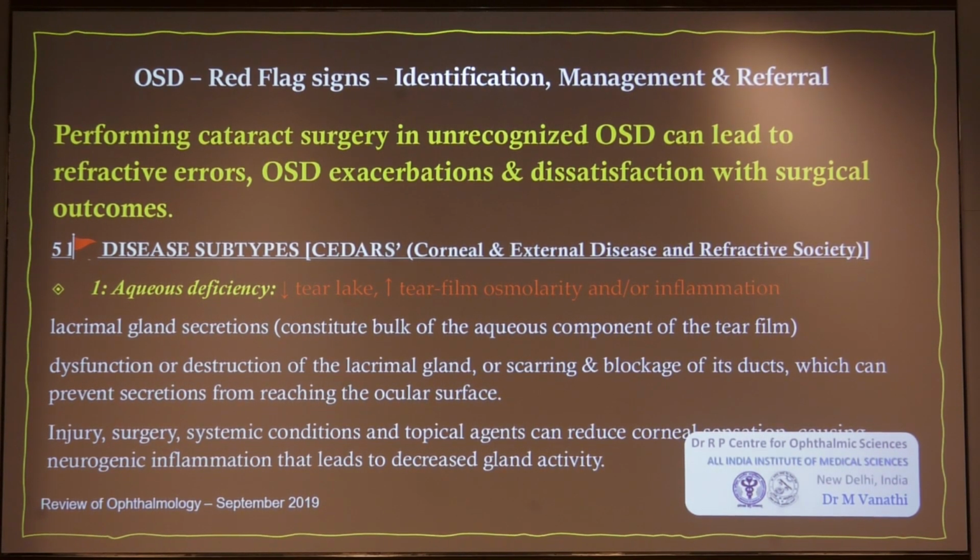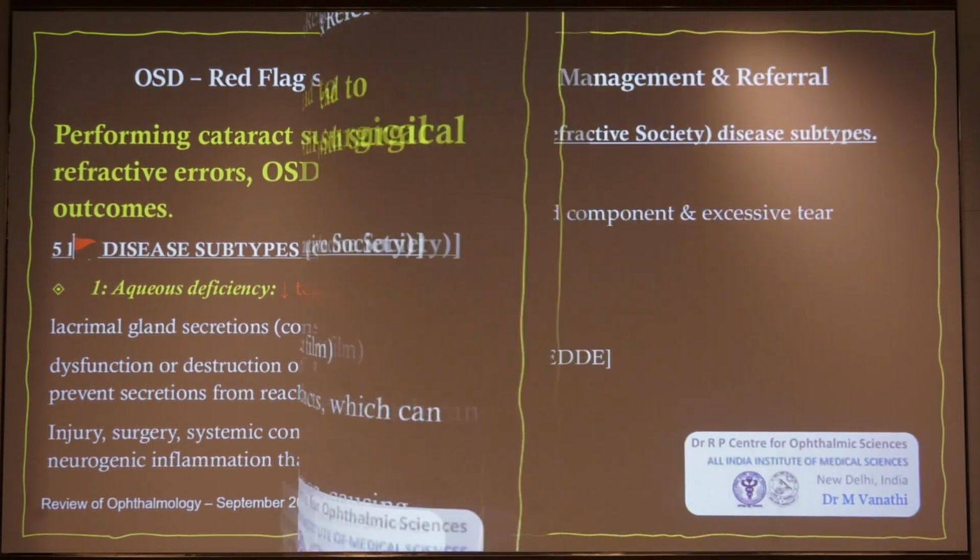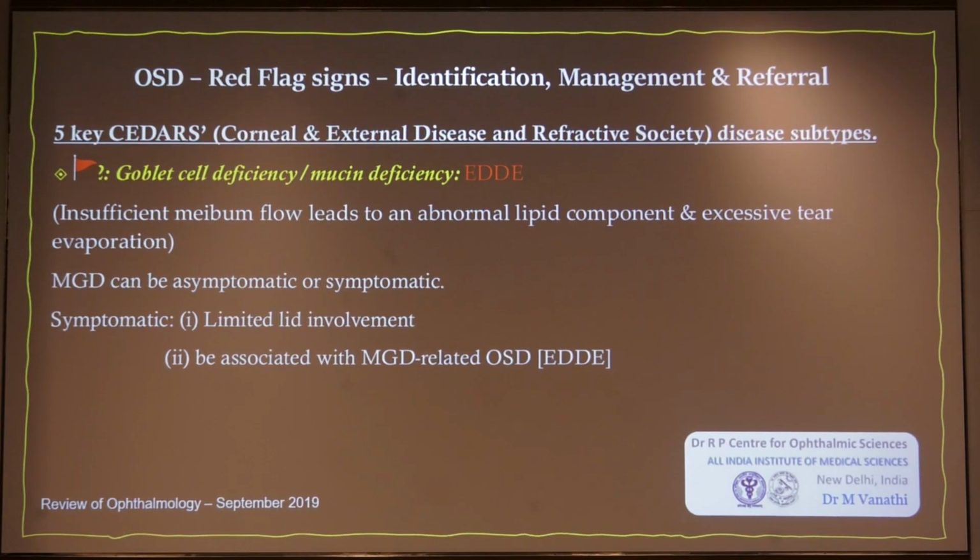So I look at the surface to see if you have an aqueous deficiency. It's easy to pick that up, and it's more worrisome in management when you're dealing with associated conditions which affect the lacrimal gland secretions, which cause dysfunction or destruction of the lacrimal gland, or any other features which will lead to aqueous deficiency. So you're going to look at this when you're managing your cataract patients.